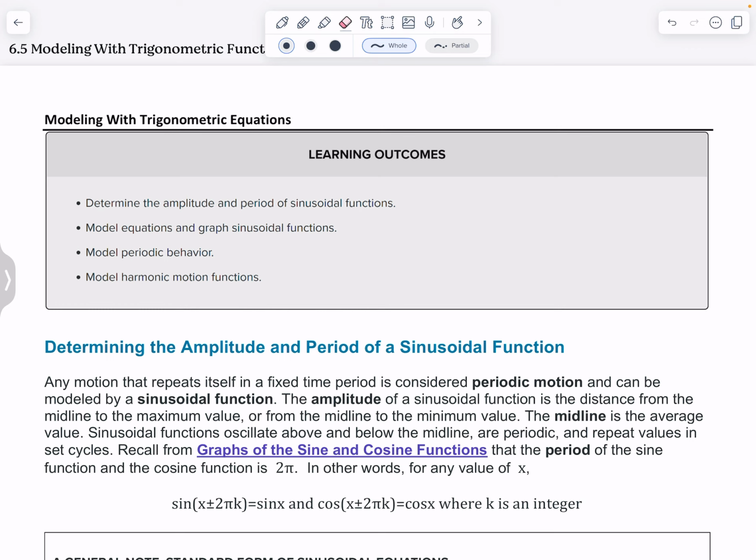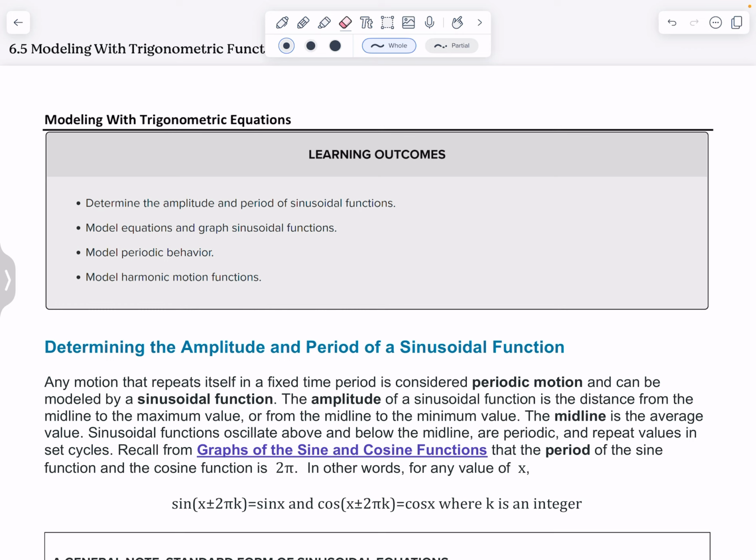And another name that we give for our trig functions is sinusoidal. I think that's how you say it. That's how I've always said it. So these periodic motion functions or sinusoidal functions are like our sine and cosine functions. All they are is a very repetitive, or periodic, function that just repeats.